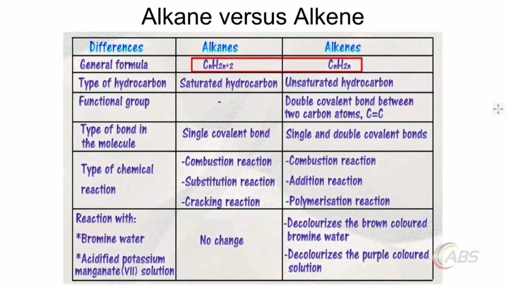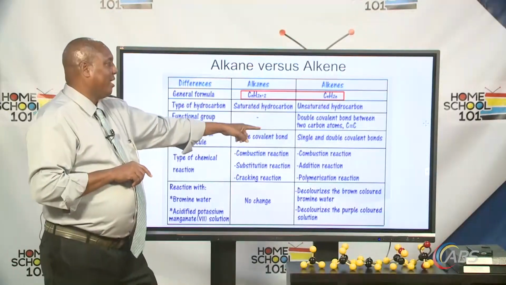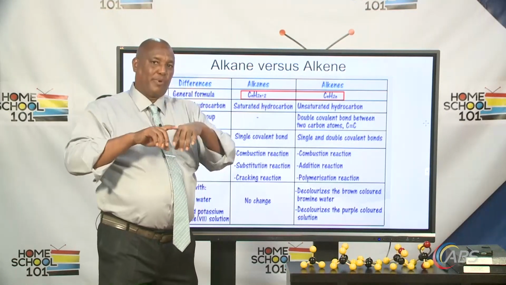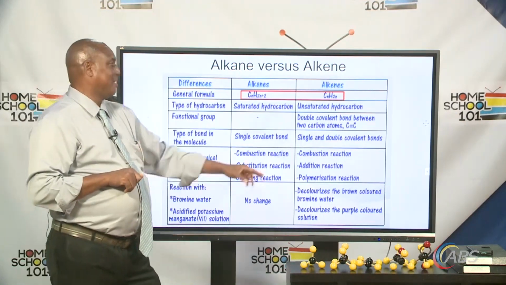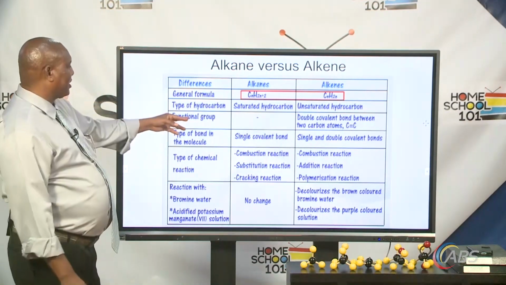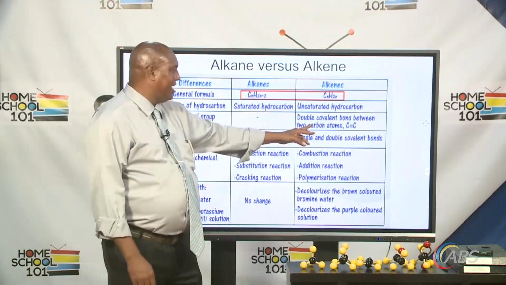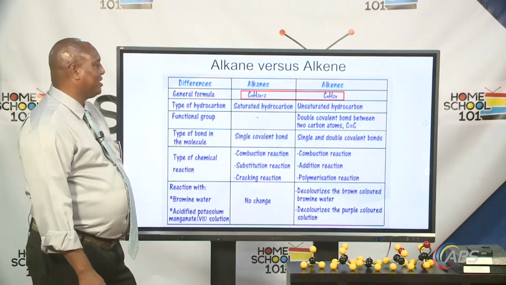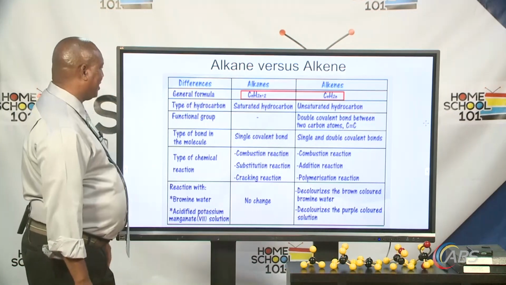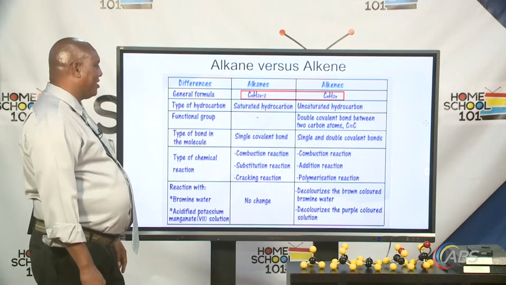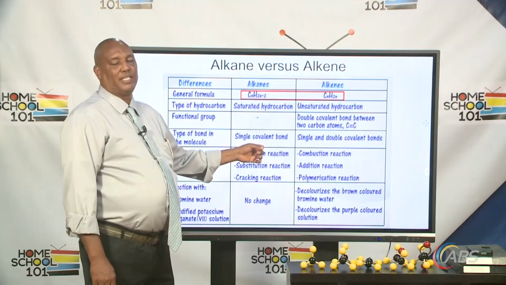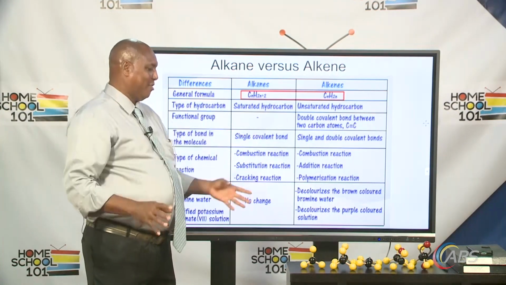So this is our homologous series, single bonds, double bonds, CnH2n. The type of hydrocarbon, this one is alkanes, maximum 4 bonds around the carbon, saturated. Alkenes have a double bond, so we don't have the maximum 4 single bonds, unsaturated. Now the functional groups, for alkenes, the functional group would be our carbon-carbon double bond, between 2 adjacent carbon atoms. The type of bond in the molecule for alkanes, all single bonds, 4 maximum single bonds.